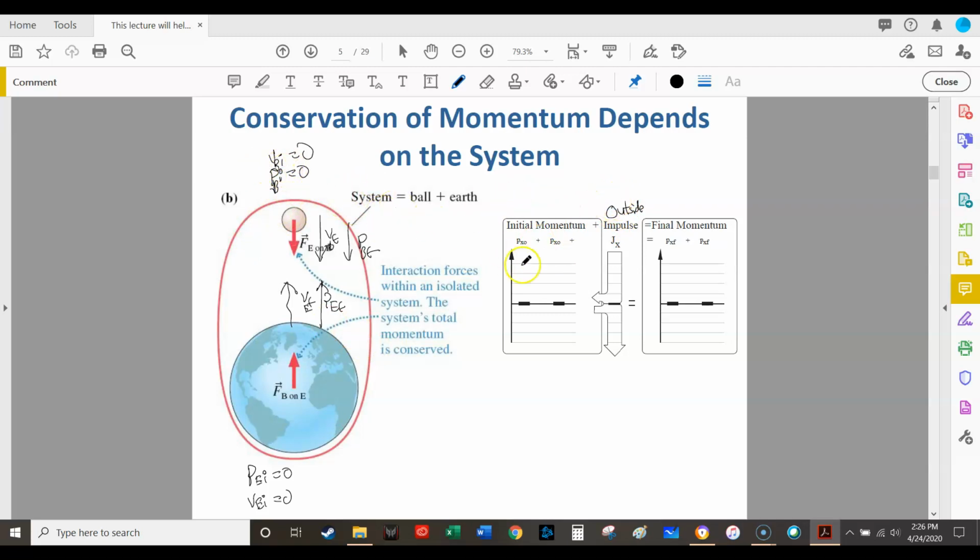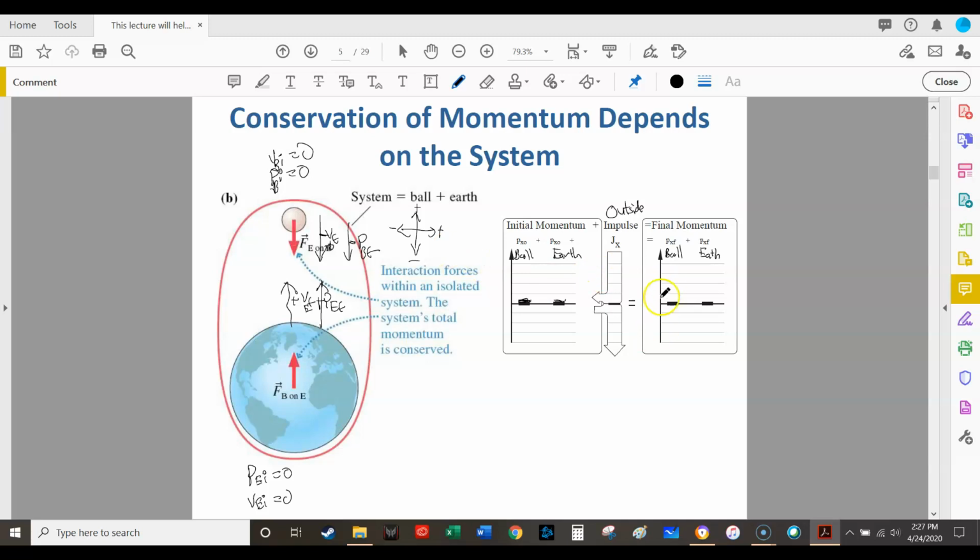Well, the ball, and then Earth, there is no initial impulse for the Earth or the ball. However, the ball is going to have a downward momentum, and the Earth is going to have an upward momentum, going back to the regular system. Okay, I'm establishing my coordinate system.